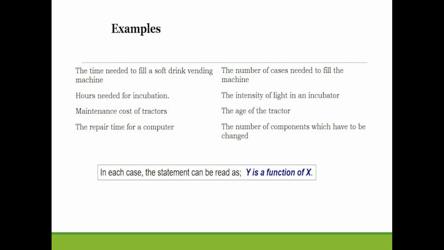Now let us take a few more examples. For instance, what is the repair time needed to repair a computer? The repair time may depend on how many parts of the computer were damaged. If more parts were damaged, more time is needed to repair. So you see the nature of the relationship between these two variables: time needed for repair and the number of components which need to be repaired.